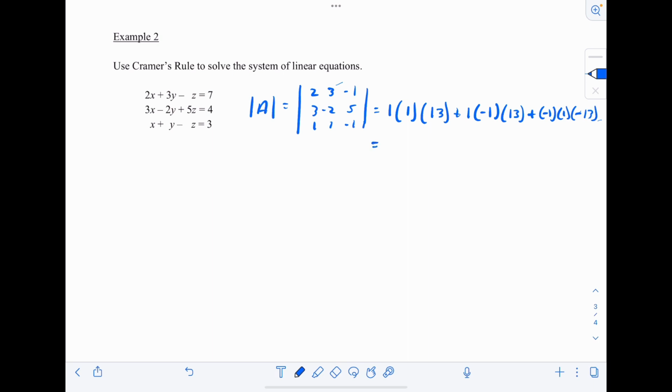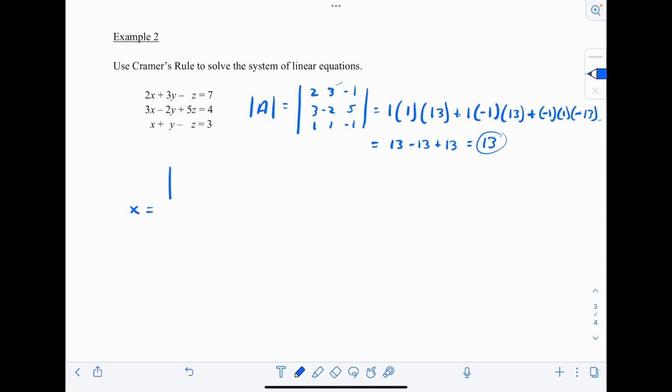All right, so that gives me 13 minus 13 plus 13 is a 13. So that's my determinant. That's the determinant of A. So now to solve for X, Y, and Z, this is where we're going to set up the determinants of A1, A2, and A3. So starting with X, I'm just going to set this up as a determinant with the matrix. We're going to take the first column of A.